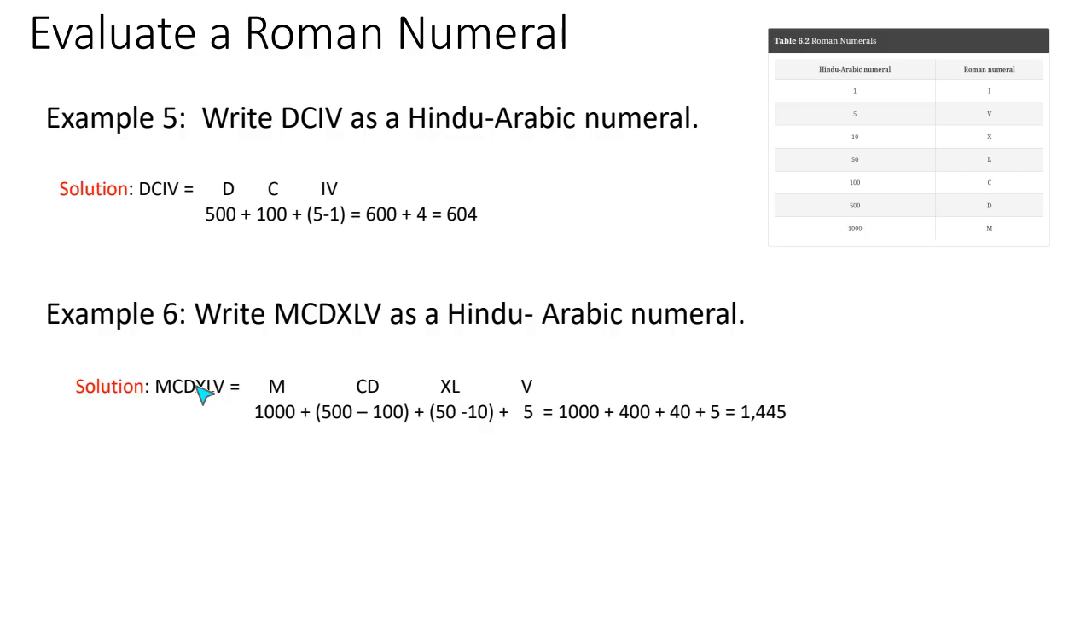Then I go to the next letter, X. Is X bigger than L? The answer is no. So that also calls for subtraction. So we have 50 minus 10. And then the last letter is V, which is 5. So M is 1,000. 500 minus 100 is 400. 50 minus 10 is 40. Then we have our 5. So if we add everything together, we end up with 1,445.